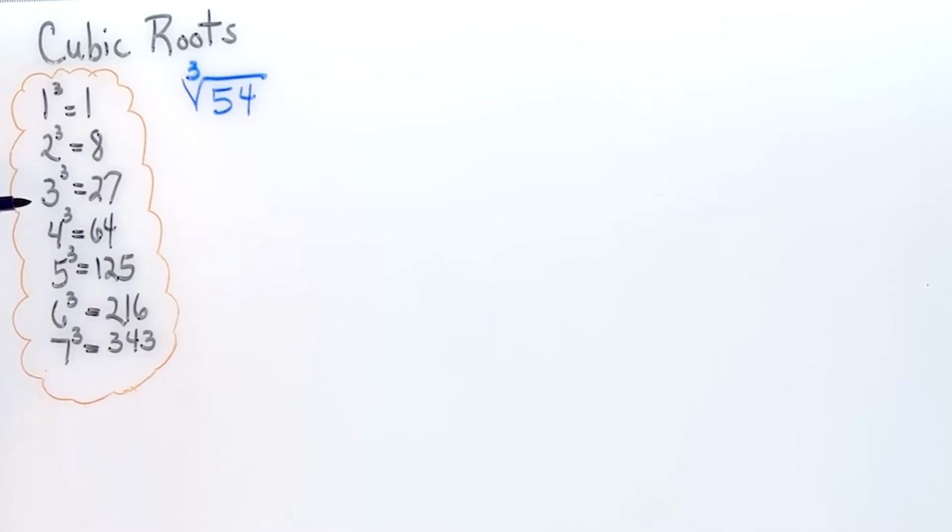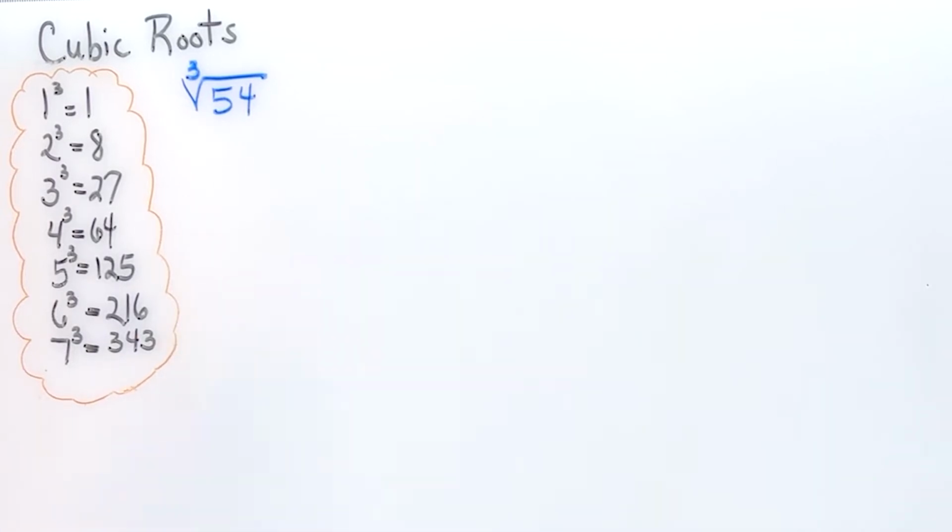3 times 3 is 9, and 9 times 3 is 27. So I've just listed the first 7 for a quick reference, but these are ones that usually people know, 1 through 6, because it's easy to simplify them.